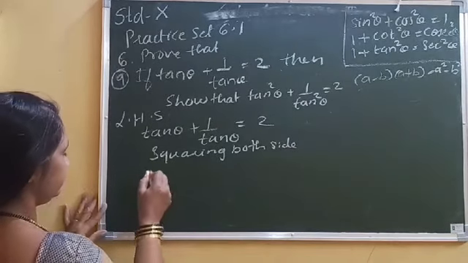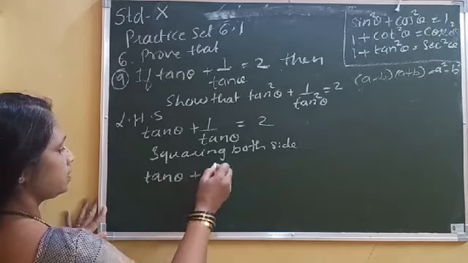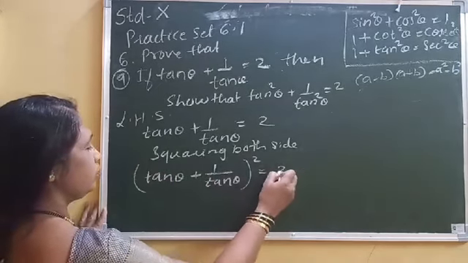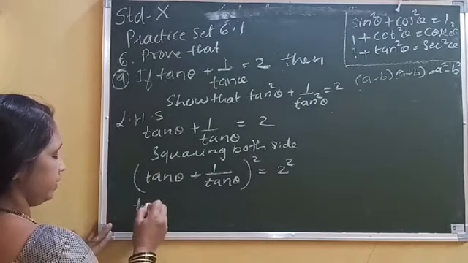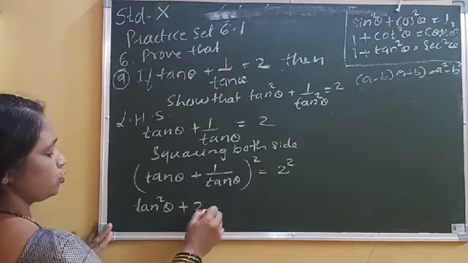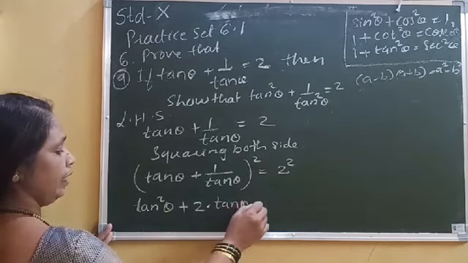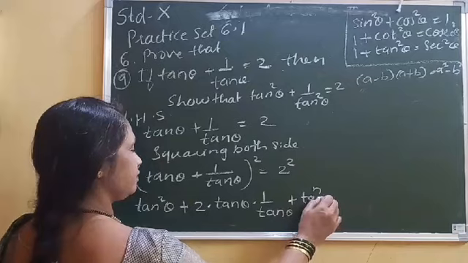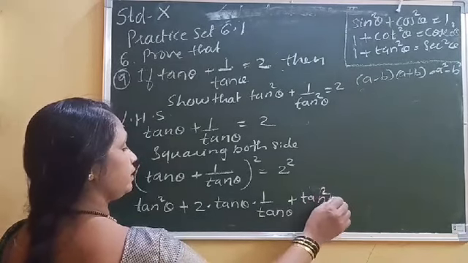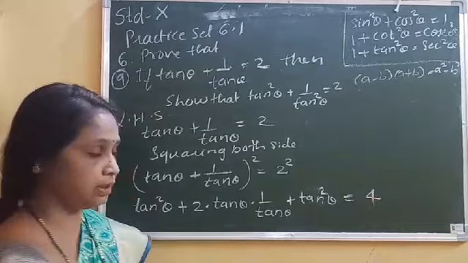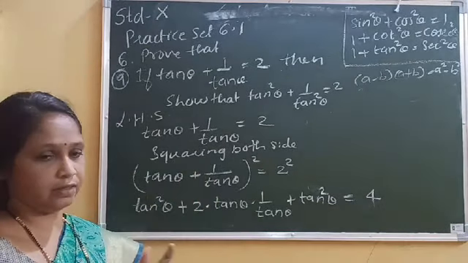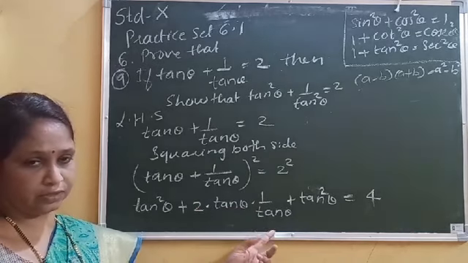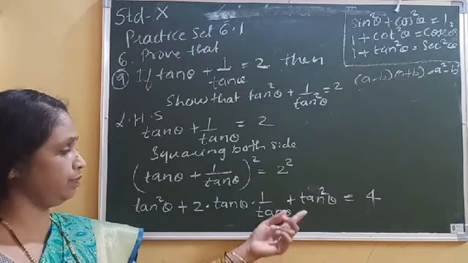So what will it be? Tan theta plus 1 upon tan theta is equal to 2 square. So it will be tan square theta plus 2 times tan theta into 1 upon tan theta plus tan square theta is equal to 4. This is what? (a plus b) whole square, means a square plus 2a into b plus b square, where b is 1 upon tan. So it is 2 times a into b plus b square.